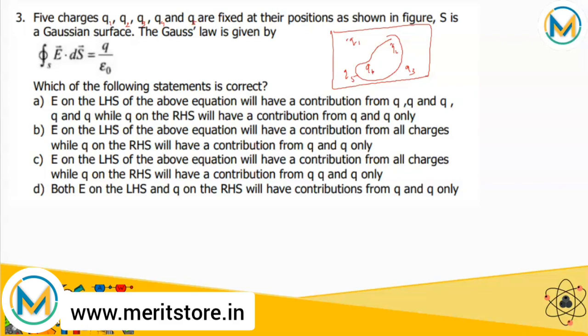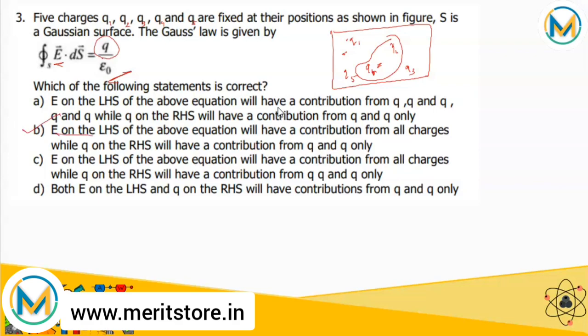So first of all, according to Gauss law, the term on the right side of the equation includes the sum of all the charges enclosed by a surface called the Gaussian surface. In the left side of the equation, the electric field is due to all the charges present both inside as well as outside the Gaussian surface. Hence, E on the LHS will have a contribution from all charges, while Q on the RHS will have contribution from Q2 and Q4 only. Hence, option B is correct.